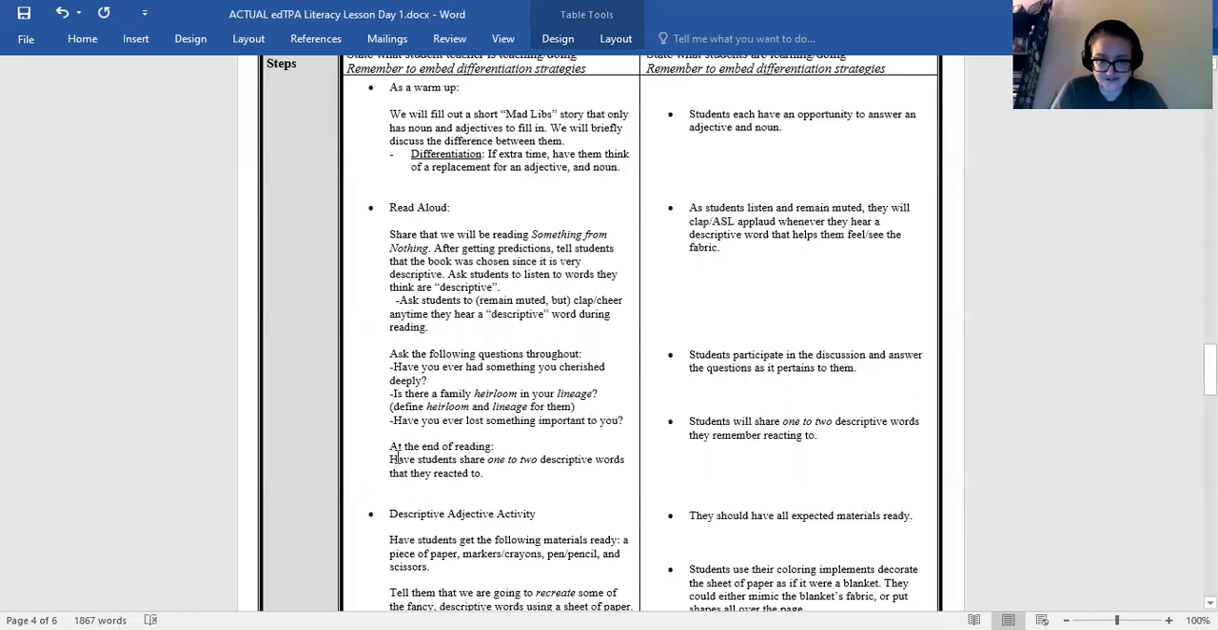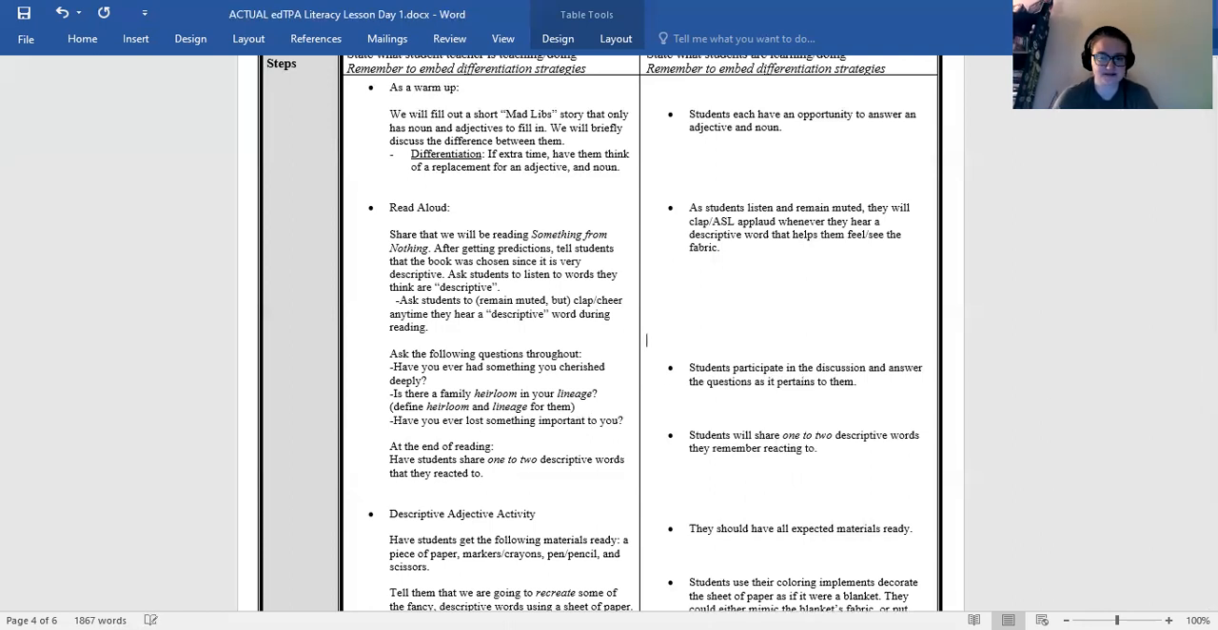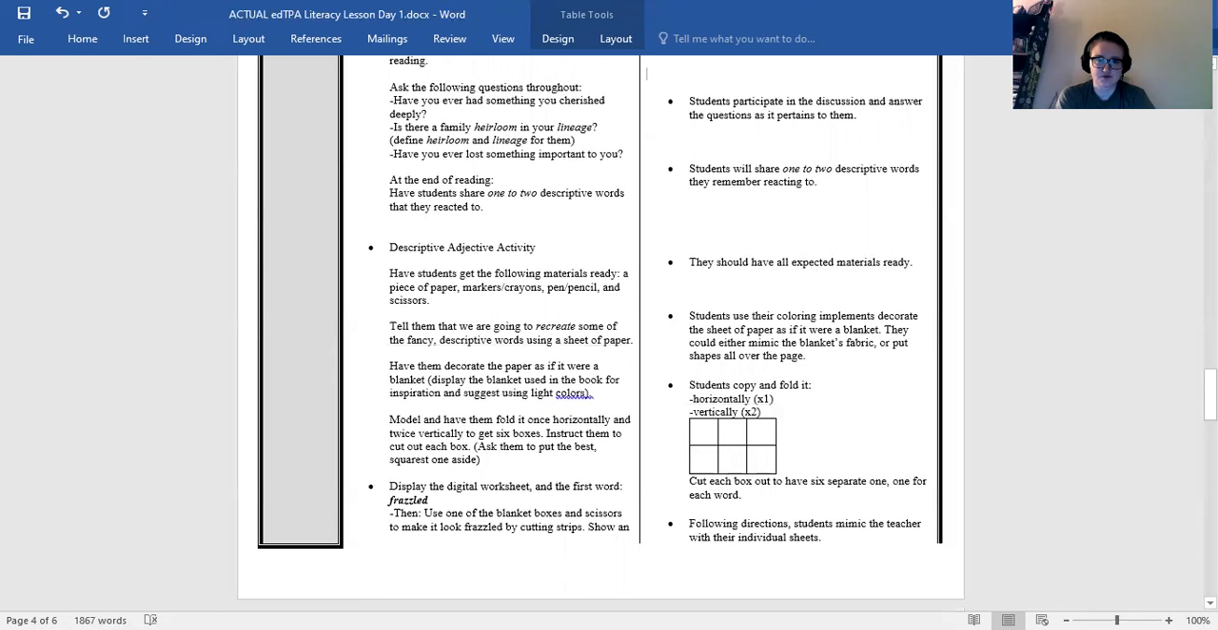At the end of the reading, have students share 1 or 2 descriptive words that they reacted to. So one of the words that they went like when I was reading. Okay, so during that, they will participate in the discussion and they will share 1 or 2 descriptive words that they remember reacting to. So a lot of it's just repetitive over here, I feel like, but sometimes it's not, as you see. So descriptive adjective activity.